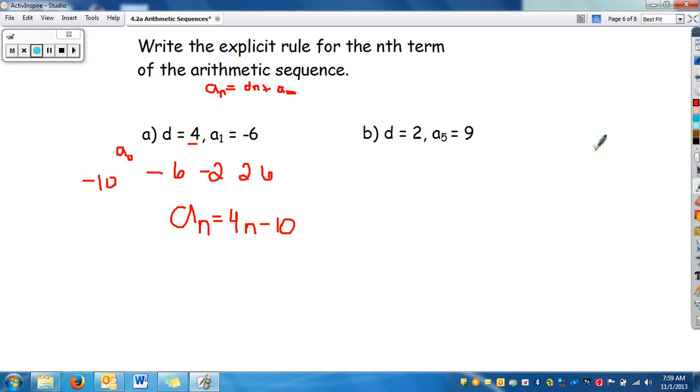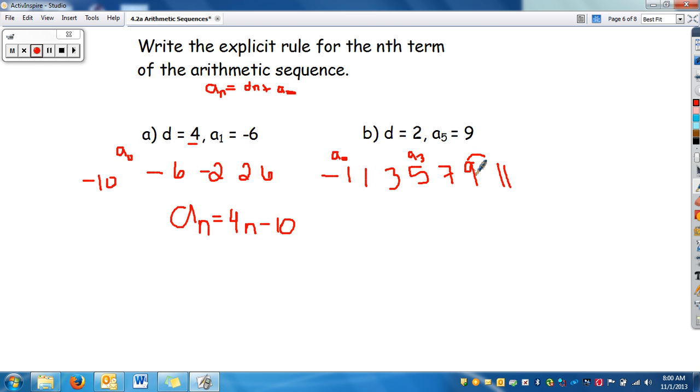Alright, so on B, I have d is 2, so my difference is 2, and then I don't give you the first term, I give you the fifth term. So a sub 5 is 9. Well, that means a sub 4, if I want to go this way, I add 2, that's a sub 6, this is 7. 5 is a sub 3. And then 3 would be a sub 2. 1 would be a sub 1. And then negative 1, this would be my a sub 0.